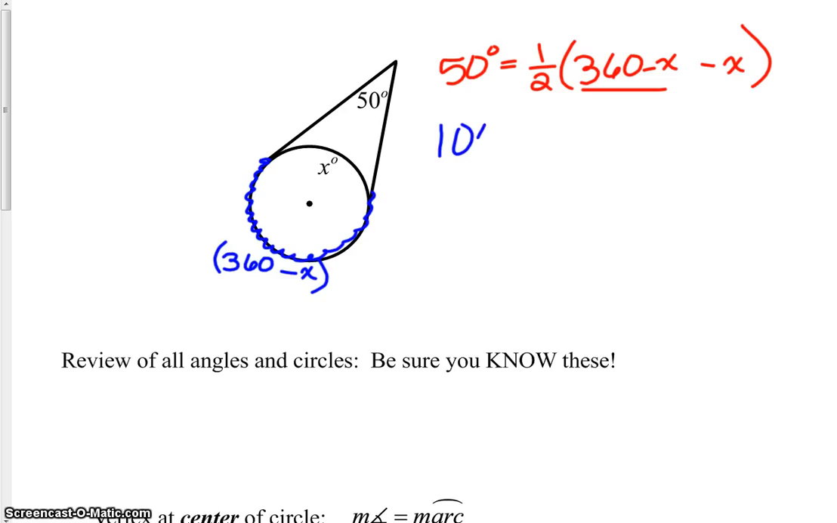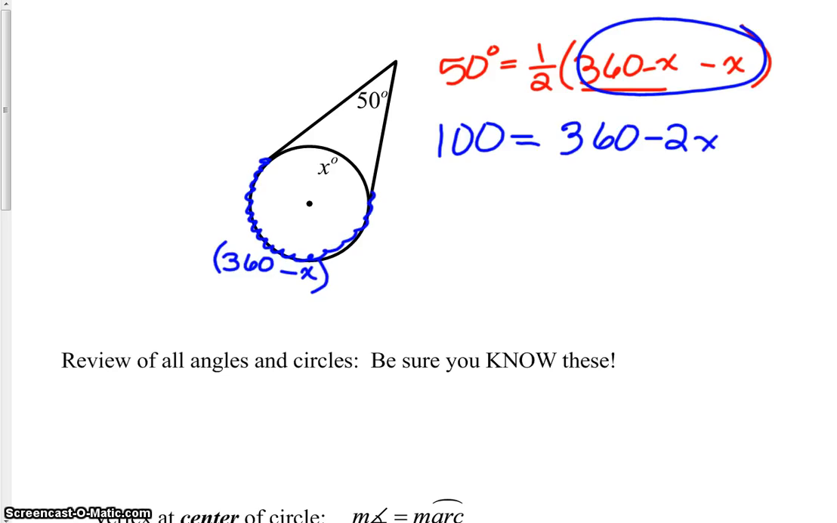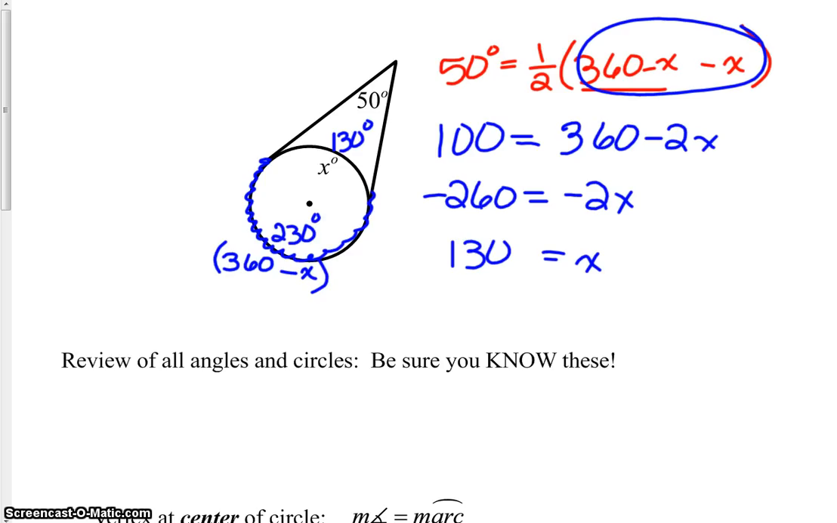So 100 equals, and let's simplify what's in here now, and what's in that parentheses is 360 minus 2x. So if I subtract 360 on both sides, I get negative 260 equals negative 2x. Dividing by negative 2, I get x equals 130. That means the small arc is 130 degrees, and the large arc is 230 degrees.